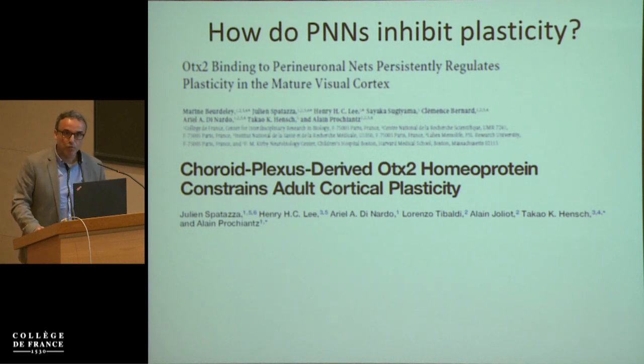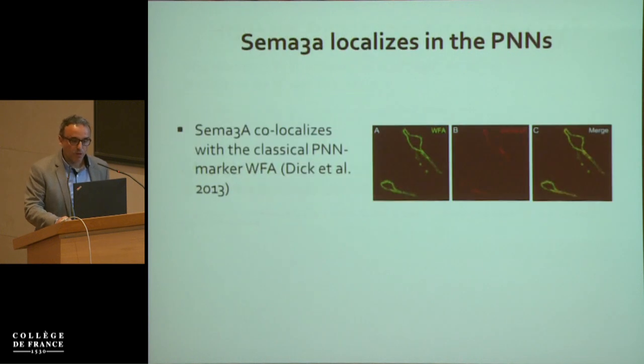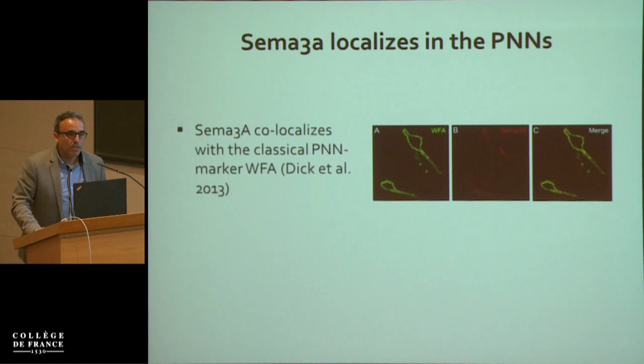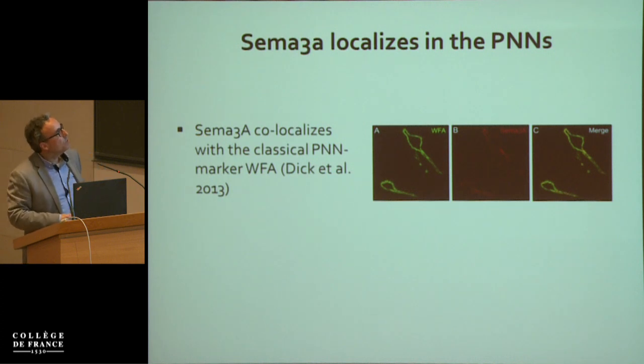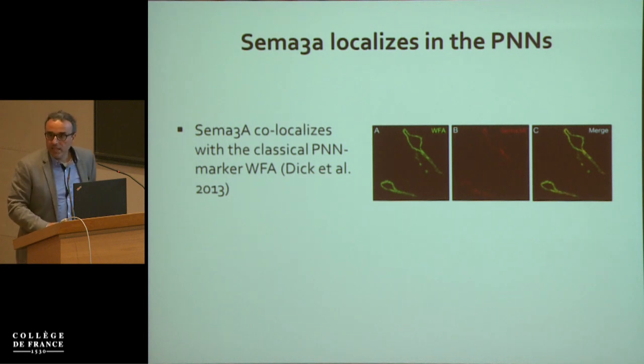So the perineuronal net could be a kind of hub to concentrate certain types of molecules around particular types of neurons. And again, together with James and Jos Verhagen, we studied semaphorin 3A, because there was this very striking overlap in the staining between WFA and SEMA3A. You see that there is really complete overlap between this staining.